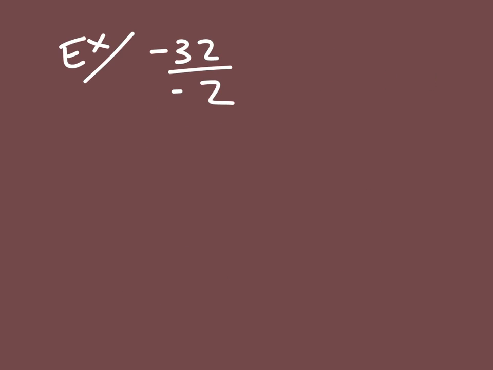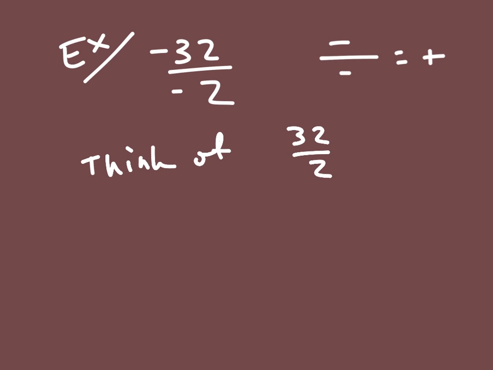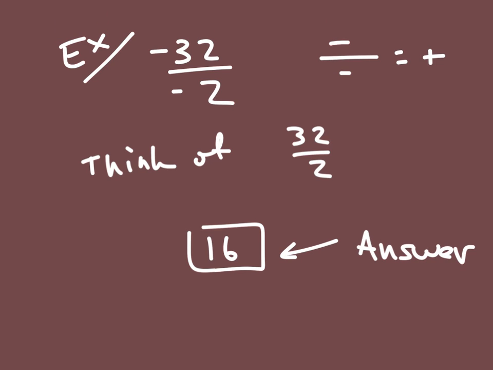On this last one here, if I've got a negative divided by a negative, I just want to think about that. A negative divided by a negative is a positive. So we can just think of 32 divided by 2, which gives us a value of 16. And because my answer is supposed to be positive, I can just leave that, and that's my answer. So that's the idea on how to do these.